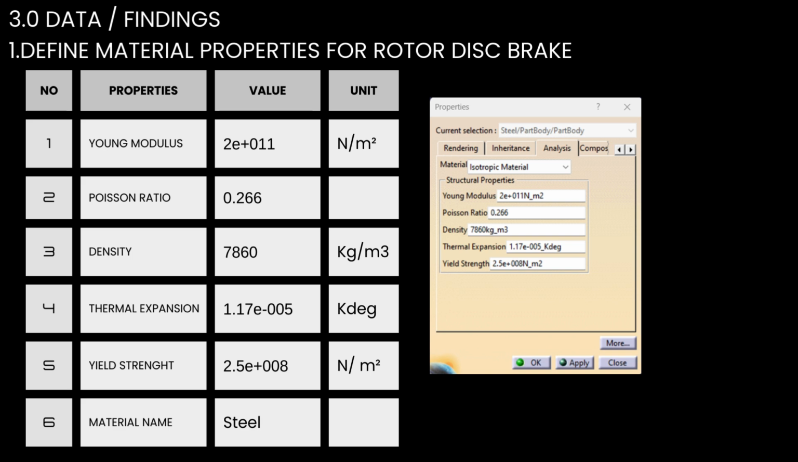Third, density is 7,860 kg per meter cube, which helps determine the weight and the inertia of the rotor. Fourth, thermal expansion, which is 1.17 × 10⁻⁵ per Kelvin. This is for analyzing temperature induced deformations. Finally, the yield strength, which is 2.5 × 10⁸ N/m², which shows the material strength limit before deformation.